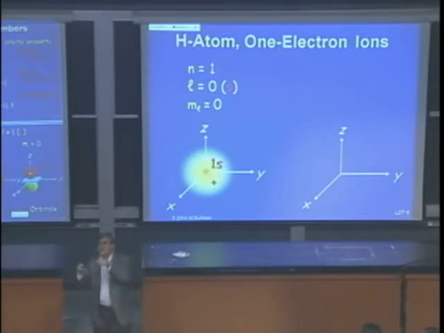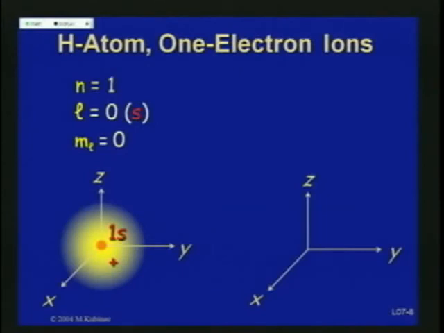In order to do this, you can see where the lobe is, or where the node is. So if it goes from positive to negative, there has to be a node. So that's the 1s. How many nodes do we have? N minus 1, so 0 nodes. There is no node, this is just a sphere.